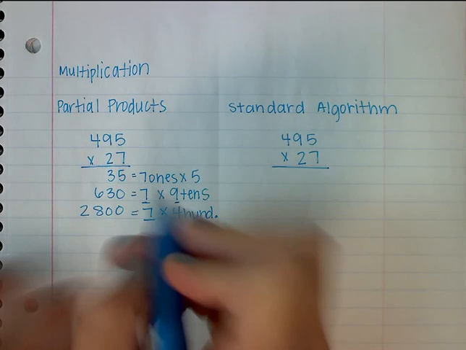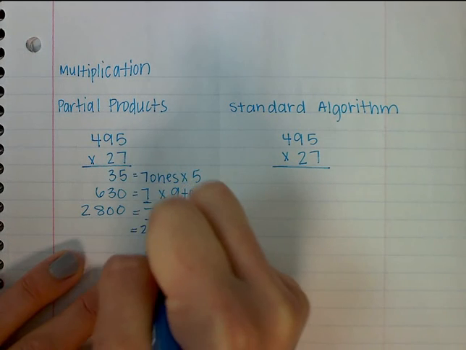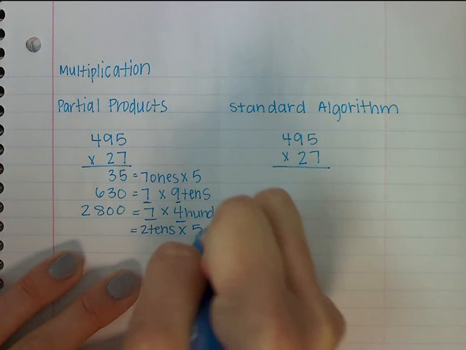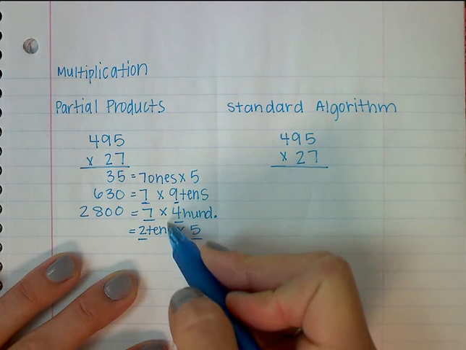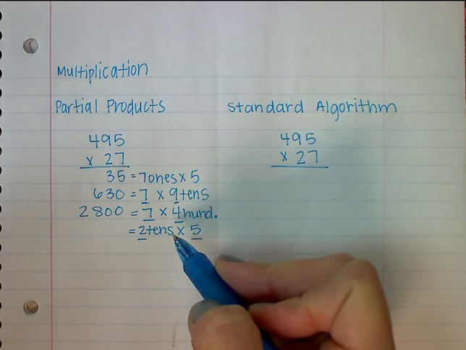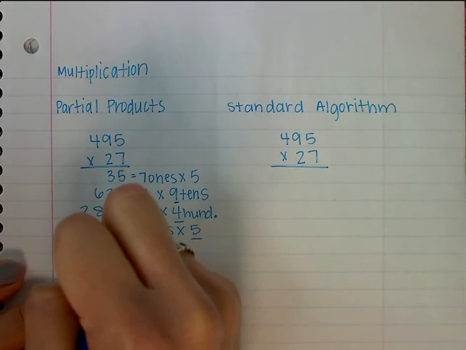So I have 2 tens times 5. So 2 times 5 is 10, but since it's 2 tens, not 2 ones, we have to move everything over to the left. So it's going to be 100.